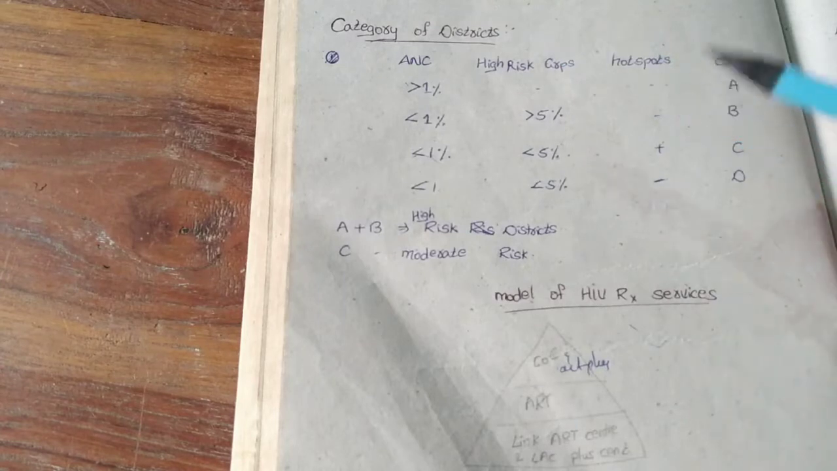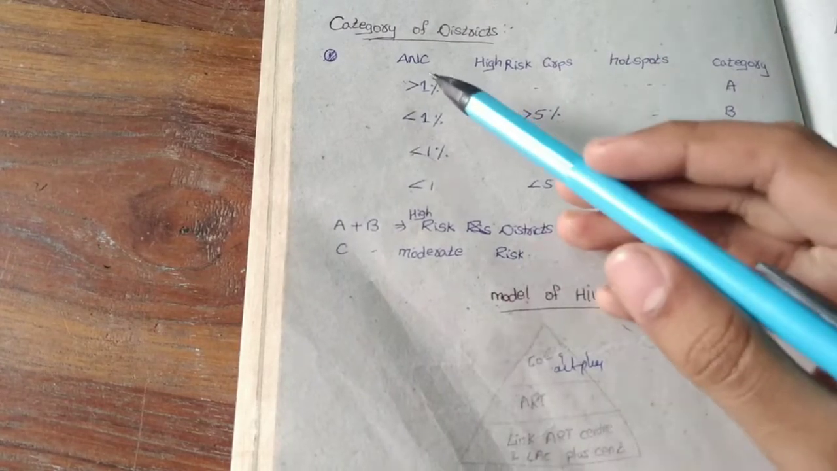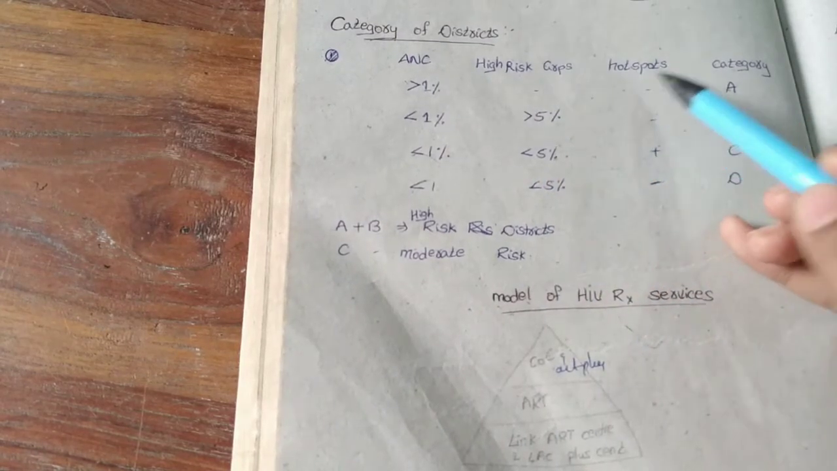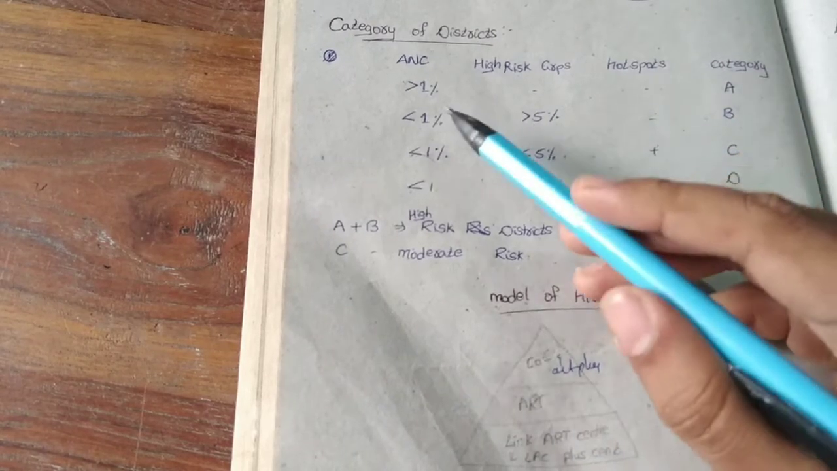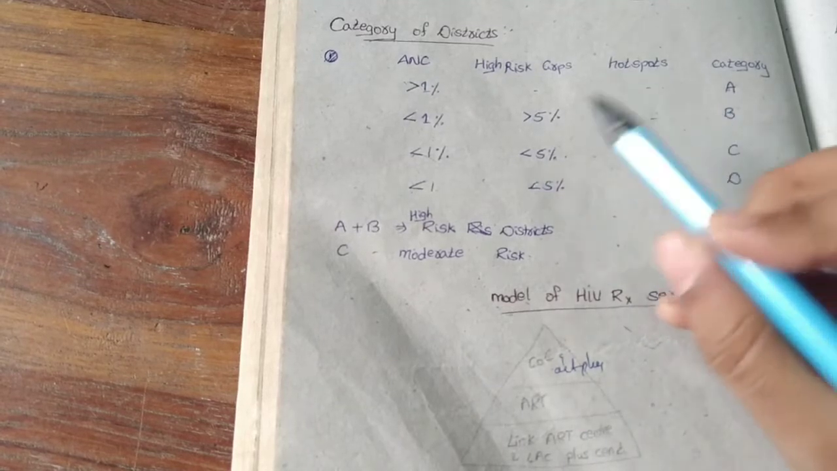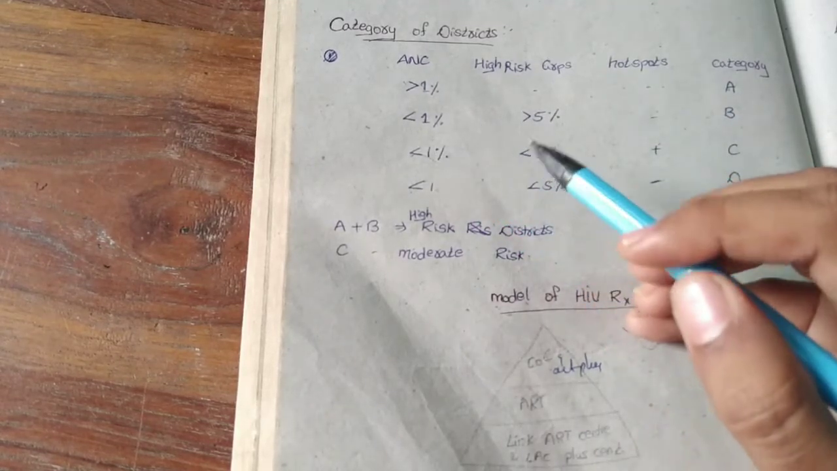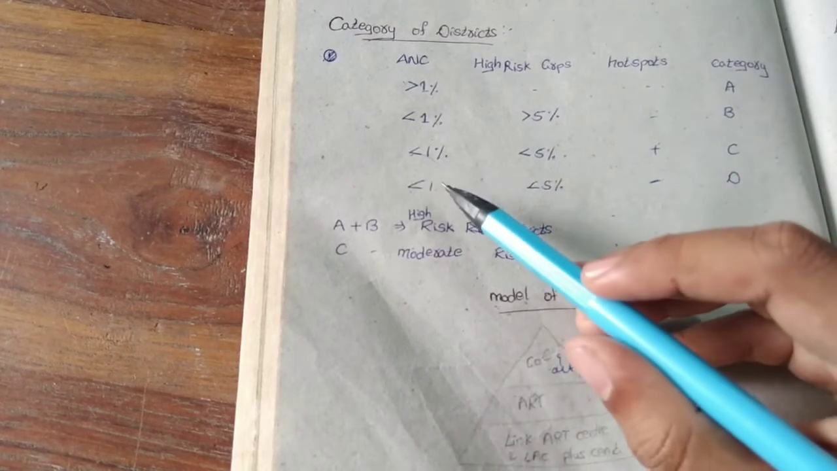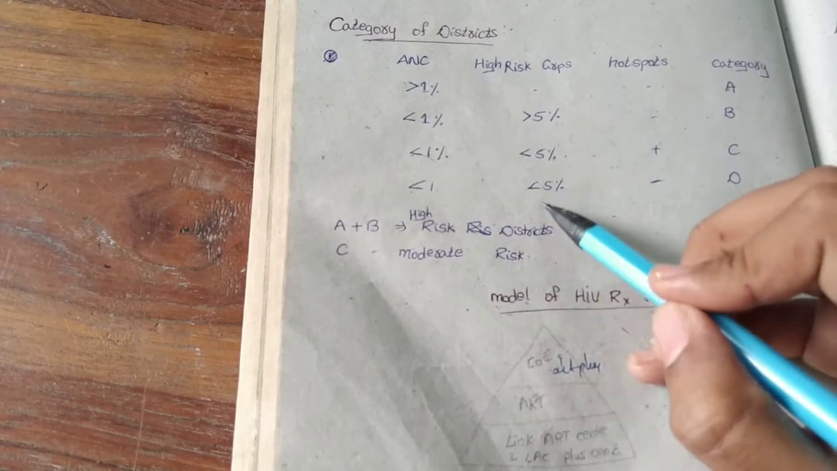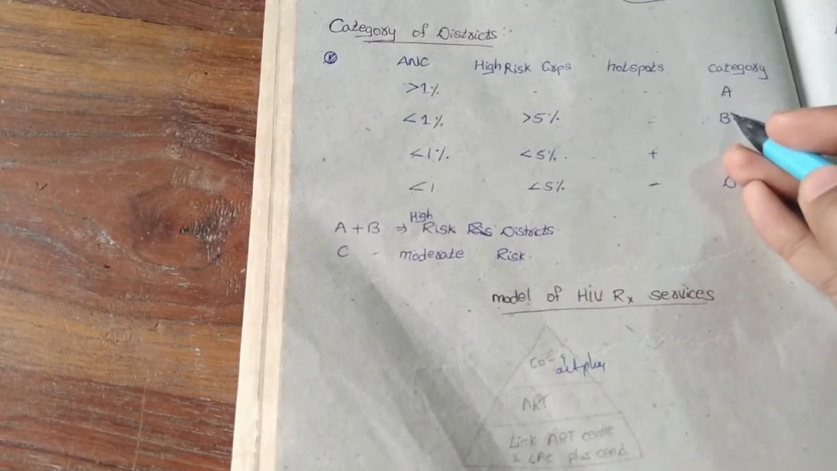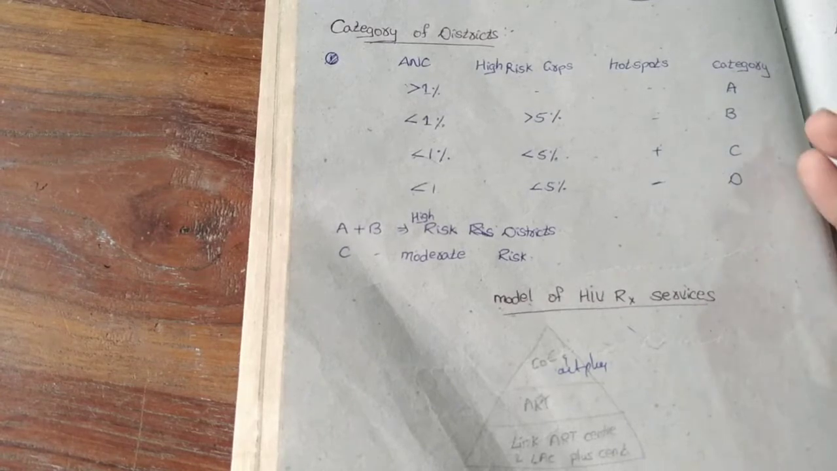Categories of districts: based on their high risk population, they are divided into A, B, C, D. If ANC is greater than 1% and there are no high risk groups and no hotspot, then it is category A. If the ANC is less than 1% and high risk groups are greater than 5%, it is B. If ANC is less than 1% and high risk groups are less than 5% with hotspots, then it is C. If ANC is less than 1%, high risk groups are less than 1% with no hotspots, then it is D. A and B category districts are high risk districts, C are moderate risk, and D is low risk.